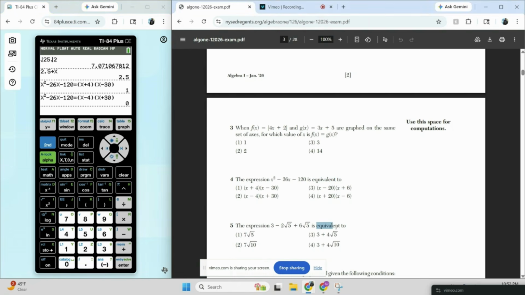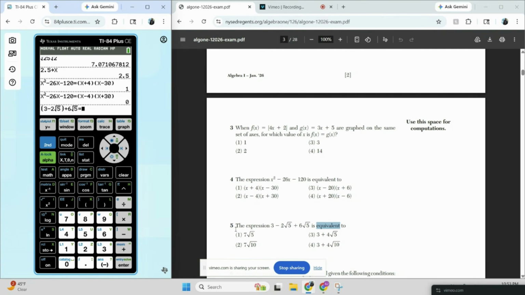Oh, we just talked about it. Equivalent. Well, I just said what we do. If something's equivalent, I'm going to test it out. So 3 minus 2 root 5 plus 6 root 5. Equivalent. Second math.